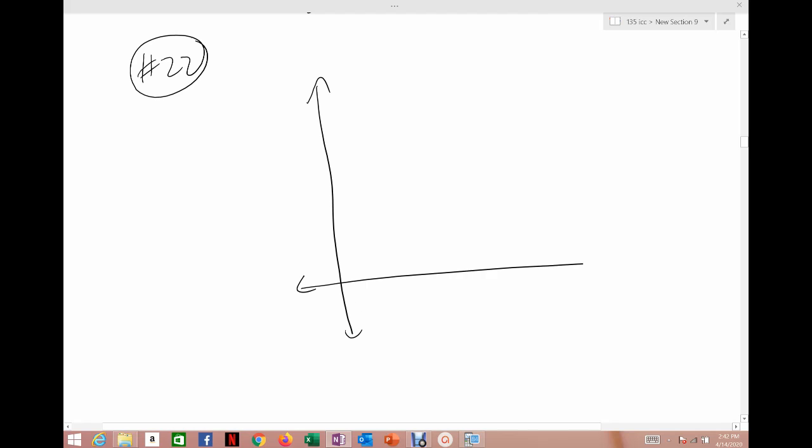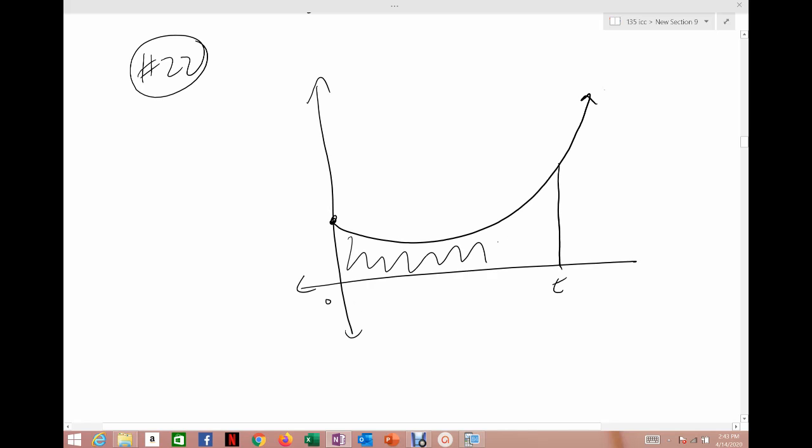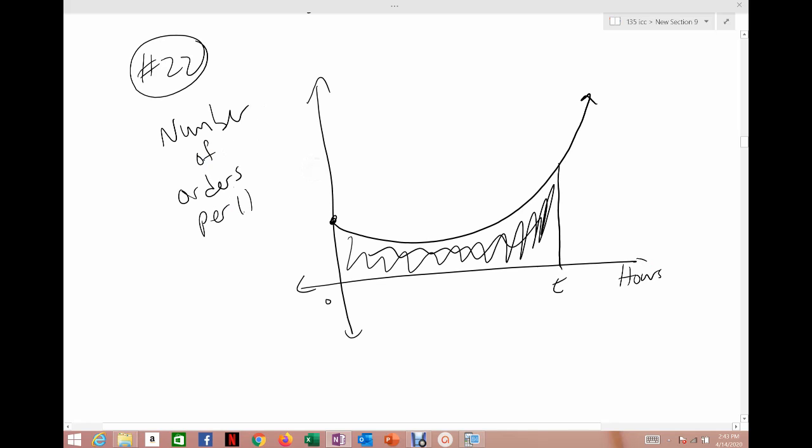Alright, the second one, number 22. Again, the graph is fairly simple. It's a parabola-like shape opening up. It starts at 0, and then there's some time, and this is the area that we're looking at. This is also hours, so it is very similar, and the function is in number of orders per hour.